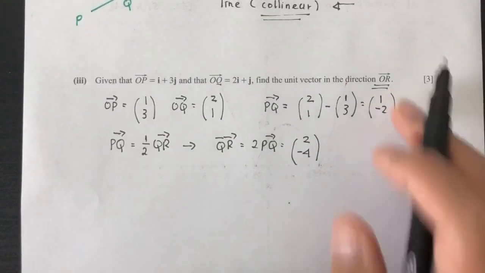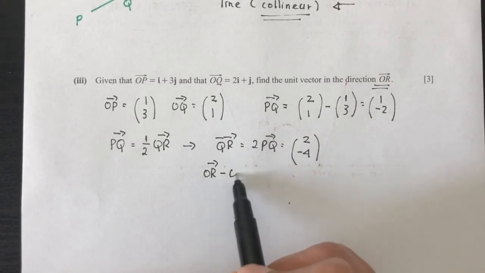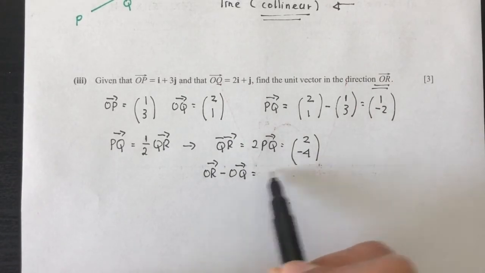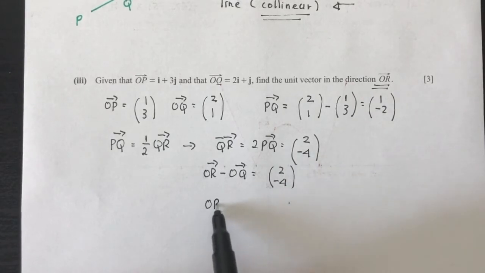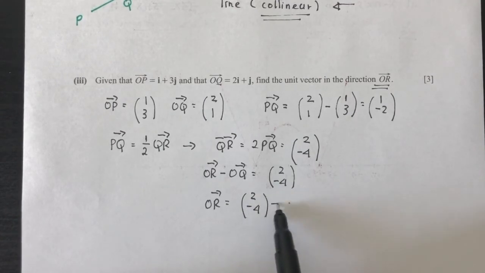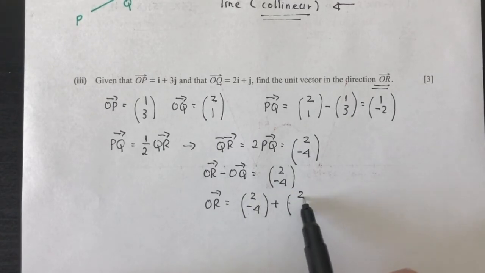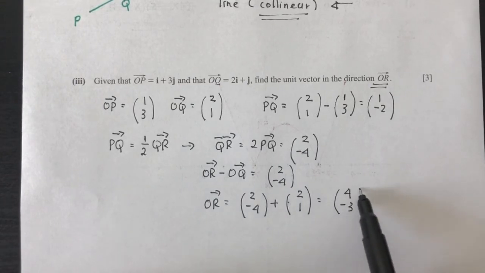Now we have to find OR. OR minus OQ is equal to this one. So from this, OR is equal to 2 minus 4 plus OQ, which is 2, 1. That should be 4 and minus 3.